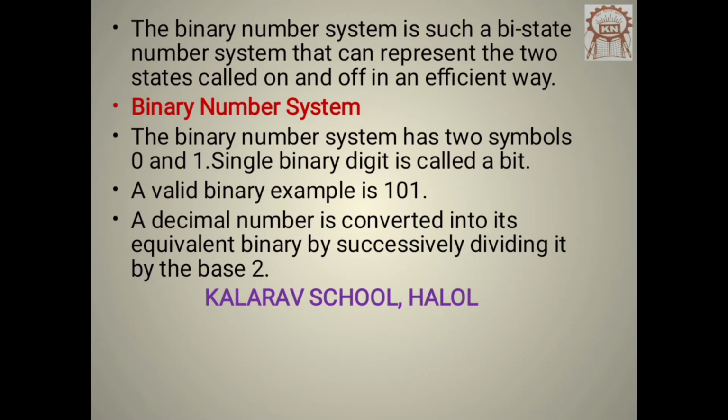The binary system is such a two-state number system that can represent the two states called on and off in an efficient way. For example, number 916 is alternatively presented as 900 plus 10 plus 6. We use 10 symbols called digits in the decimal number system, which are 0 to 9.